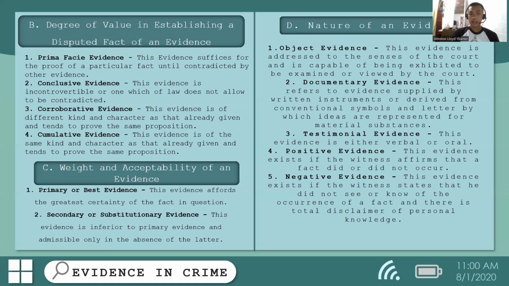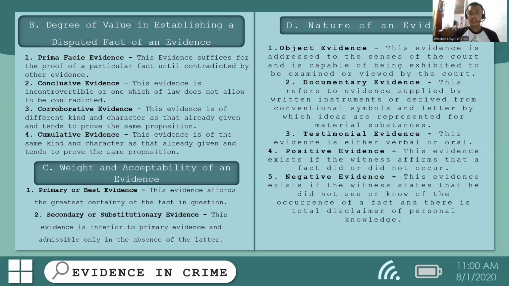Number two, documentary evidence. This refers to evidence supplied by writing instrument or derived from conventional symbols and letters by which ideas are presented for material substances. Number three, testimonial evidence. This evidence is either verbal or oral. It is an evidence which consists of a narration or deposition by one who has observed or has a personal knowledge of that to which he is testifying.